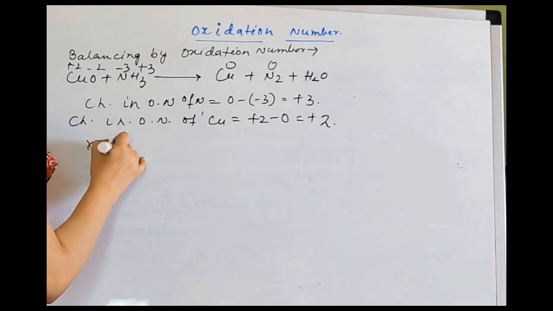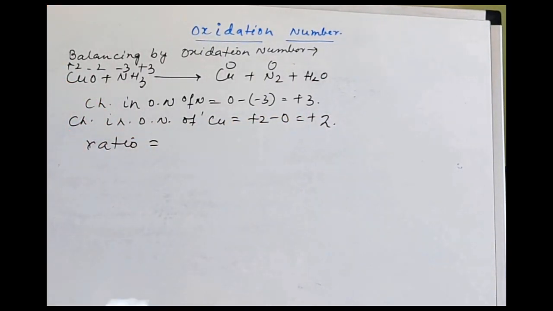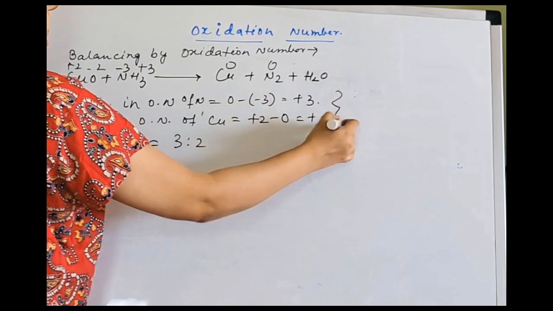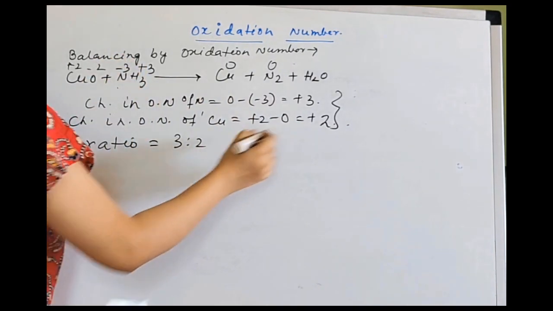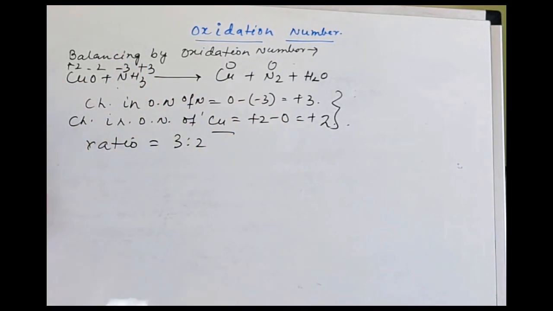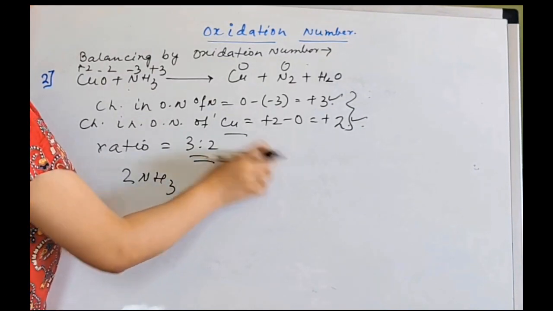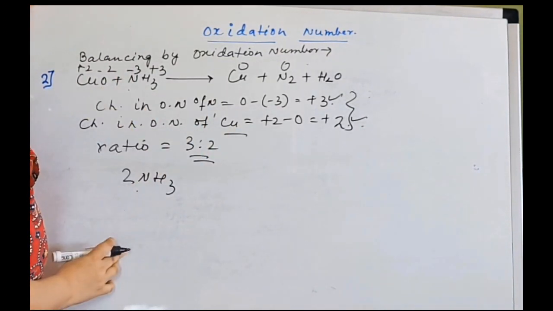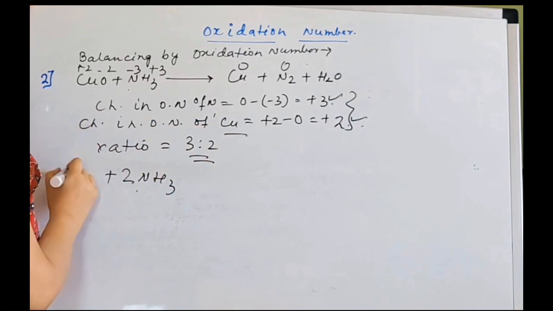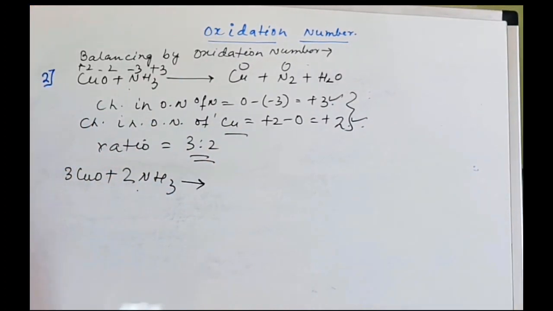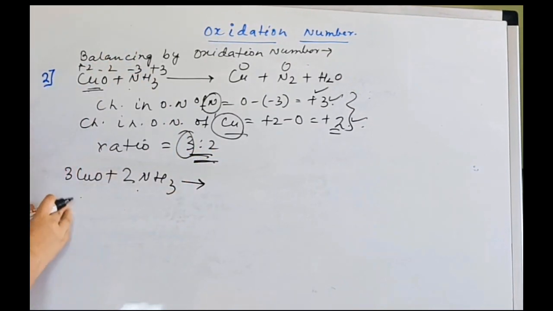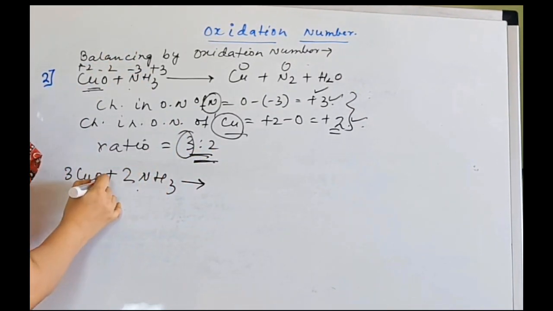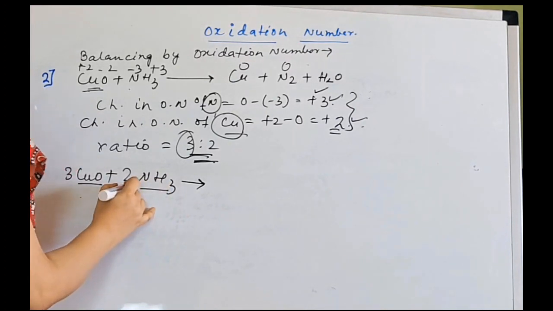So the ratio will be 3:2. 3 for nitrogen and 2 for copper. So the 2 placed before NH3 and 3 before CuO. Here we are placing 3 before, the ratio becomes 3:2. So we get 3 before the CuO and 2 before the NH3.